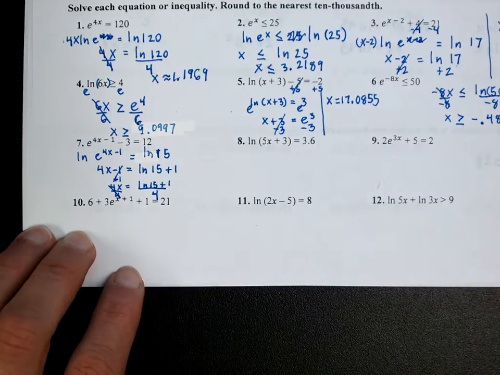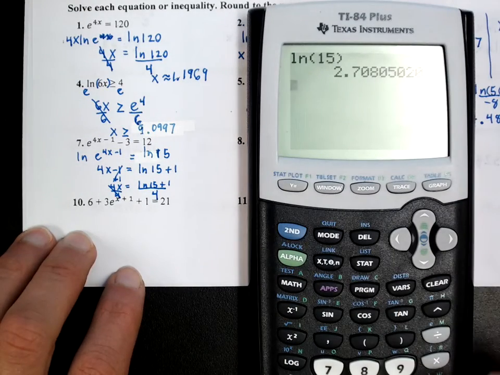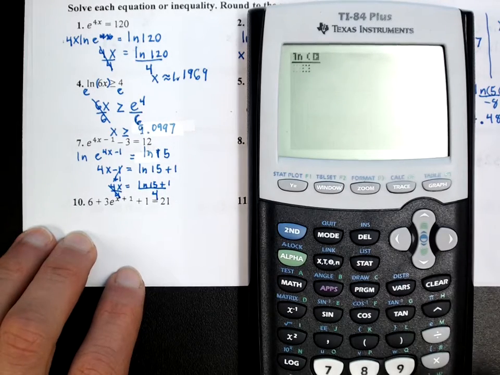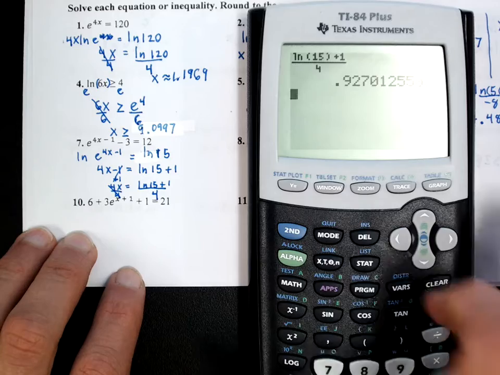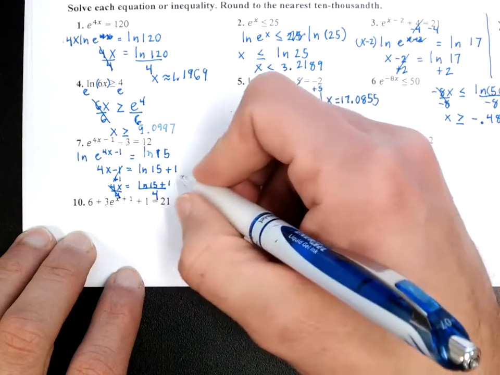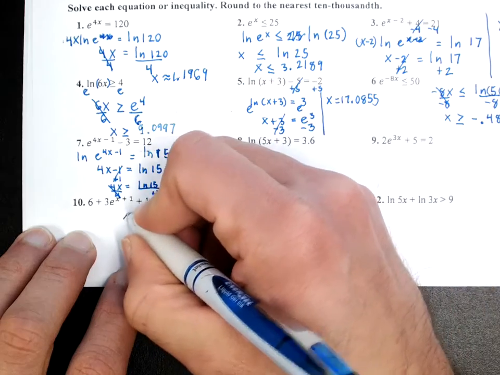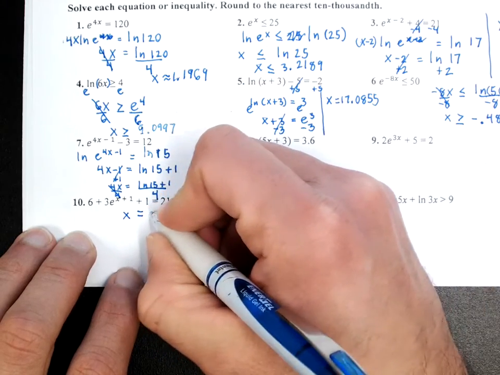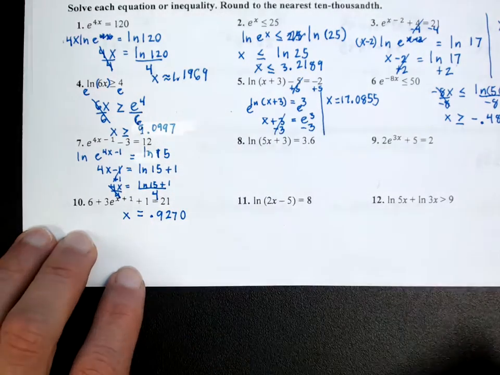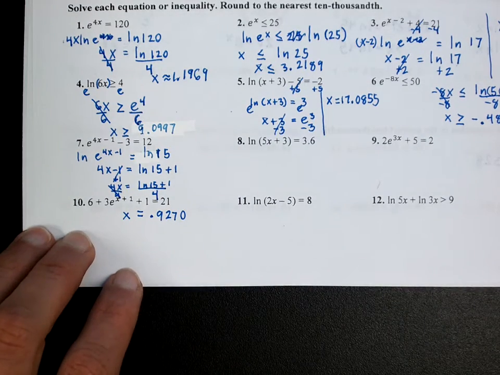Okay, so this would be the natural log of 15. Let's see. Natural log of 15 plus 1 divided by 4. Okay, so you can actually put all that in there. So we have x is equal to, I'm going to write that over here because I'm basically out of room, 0.9270. Okay. So that's that for that.